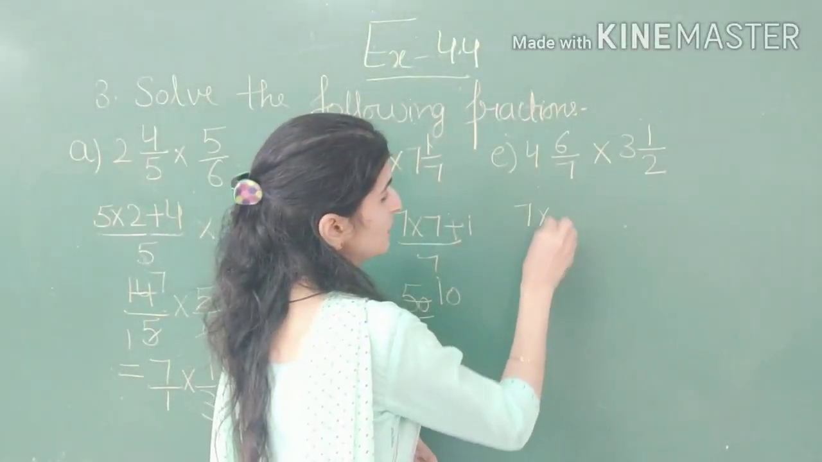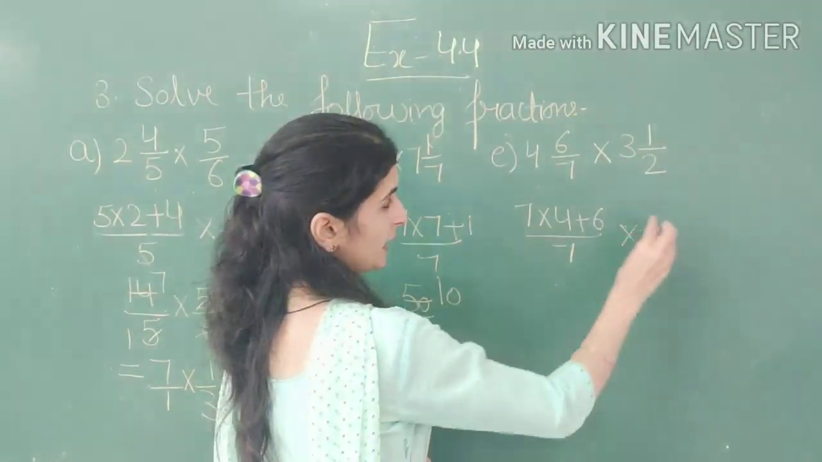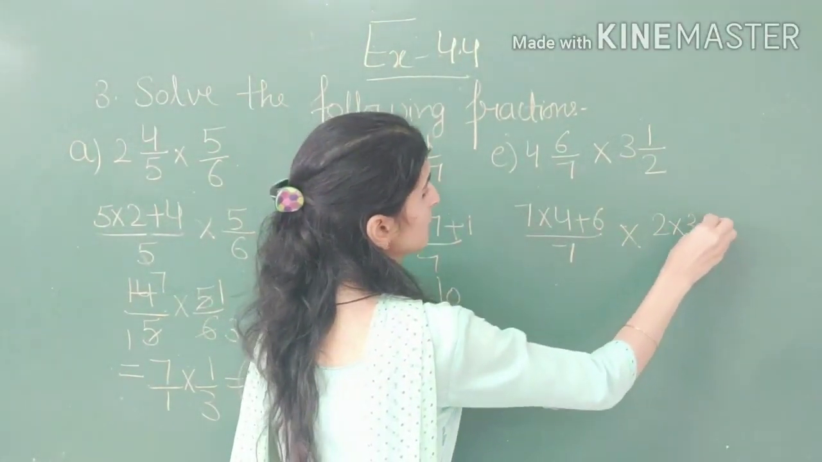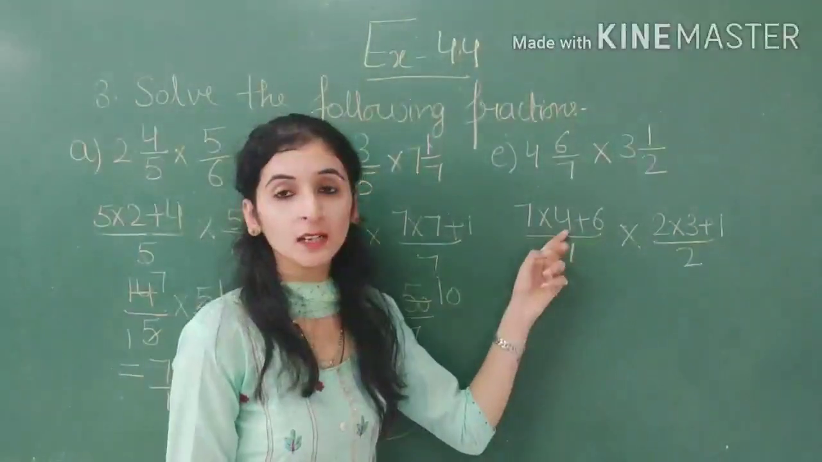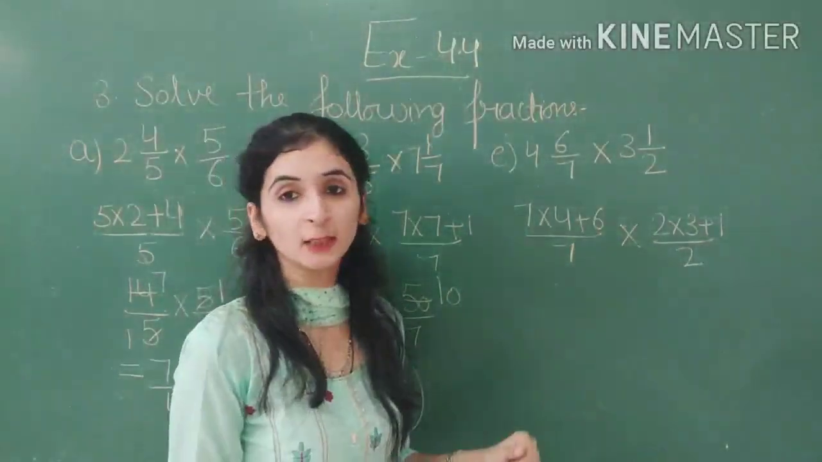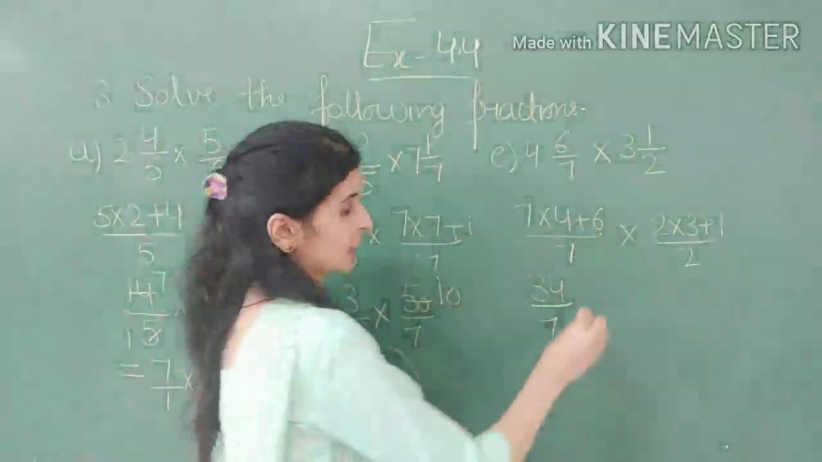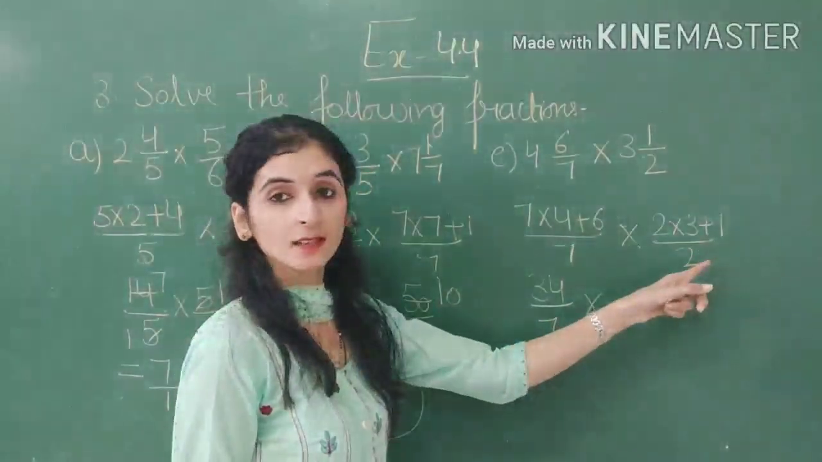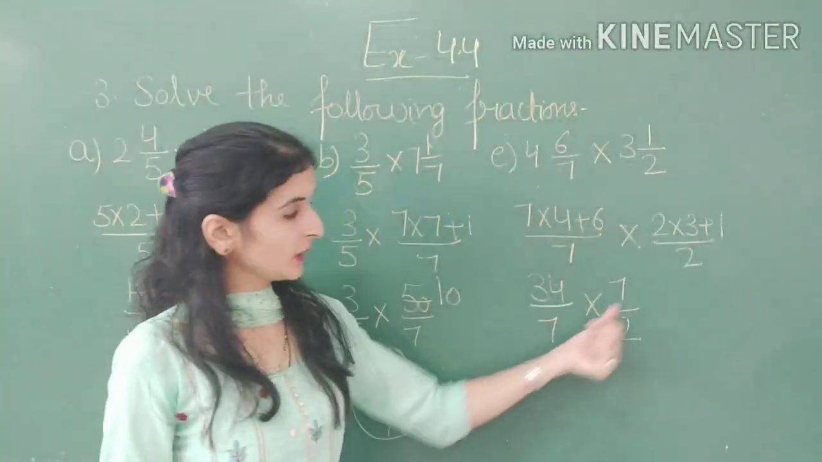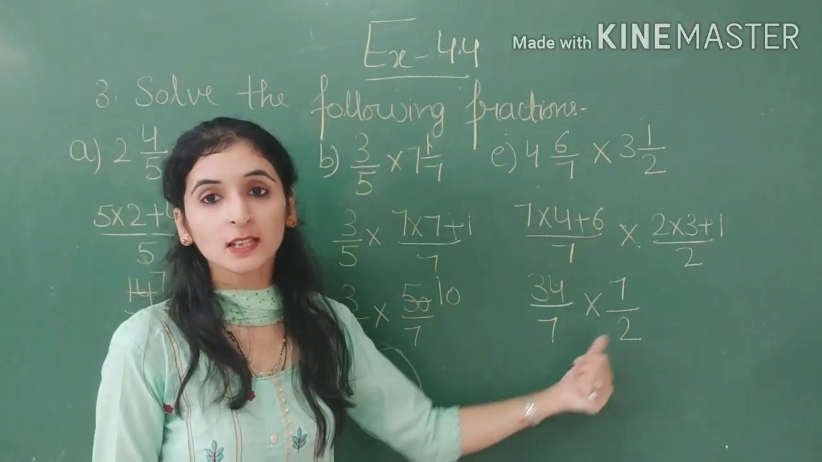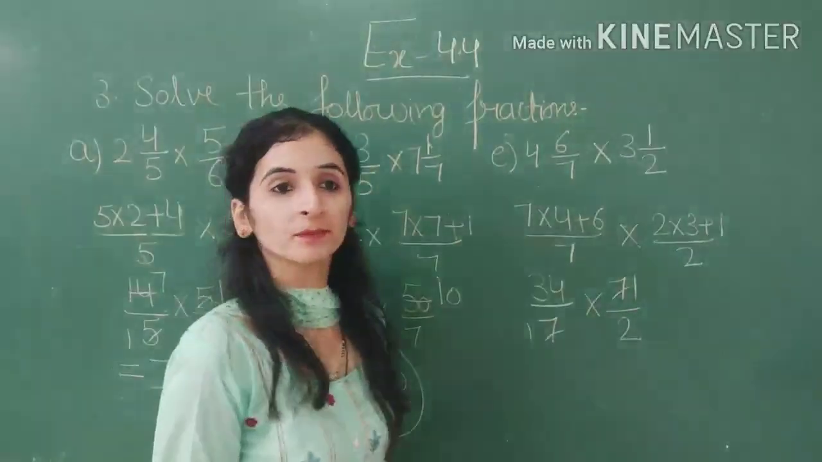So 7 multiplied by 4 plus 6 by 7 multiplied by 2 multiplied by 3 plus 1 by 2. Okay. Now 7 fours are 28 and 28 plus 6 is 34. 34 by 7 multiplied by 2 threes are 6. 6 plus 1 is 7. 7 by 2. Now this 7 and 7 both are divisible by 7. So we can cut them by 7. 7 ones are 7 and 7 ones are 7.